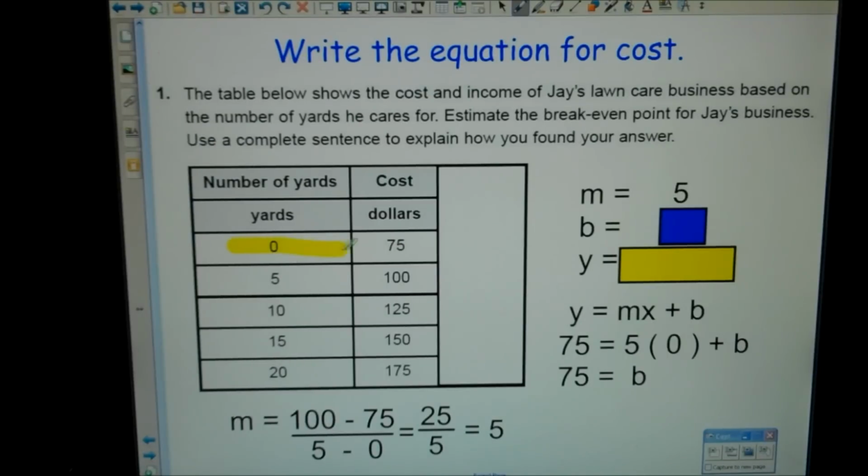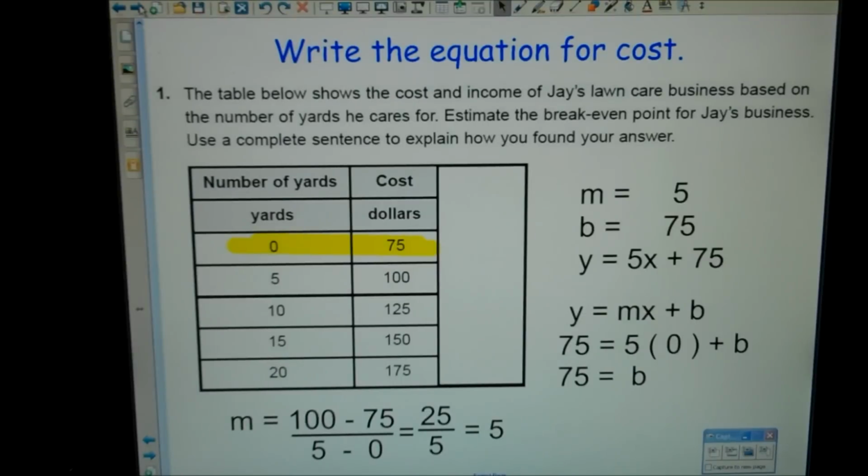Yeah. When x is 0, y has to be that's your y-intercept. When x is 0, whatever this number is, that's your y-intercept. So this one is 75. So the equation for this, for the cost, is 5x plus 75. Okay?